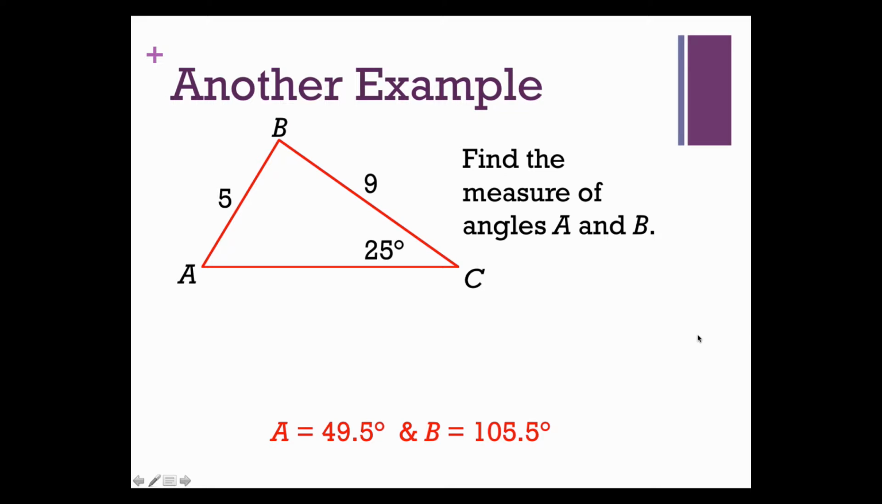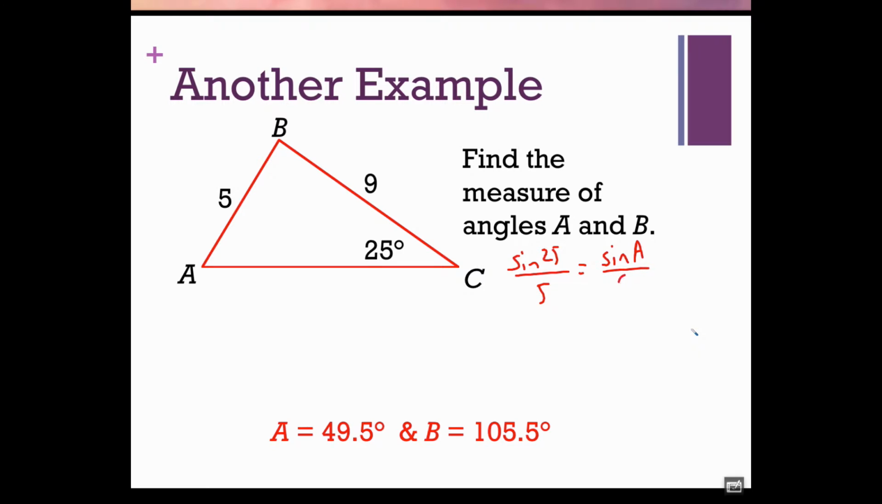Okay, so walking around, most of you set it up correctly, but struggled to get those answers. So let's do the calculation together. Sine of 25 over 5 is equal to the sine of A over 9. How many people got that proportion? Raise your hand. Good. How do you solve it, Jocelyn? 9 times the sine of 25 is equal to 5 times the sine of A. Love it. Now what?